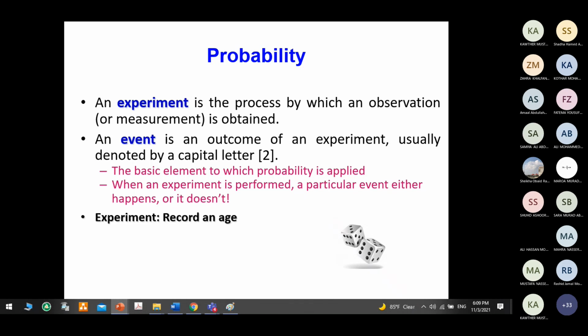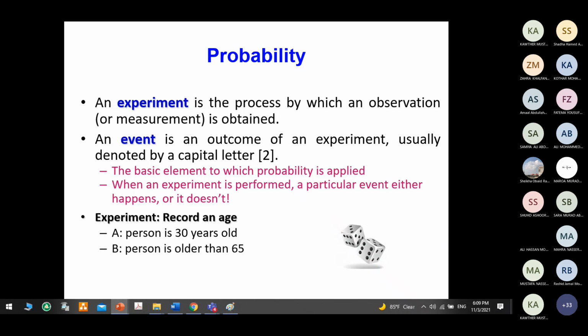Example: record an age. Here we are talking about recording age. It could be any age, but I define one of the outputs to be event A. I call it event A. This event is that the person is 30 years old. Any person 30 years old is in this event. This is one of the outputs.